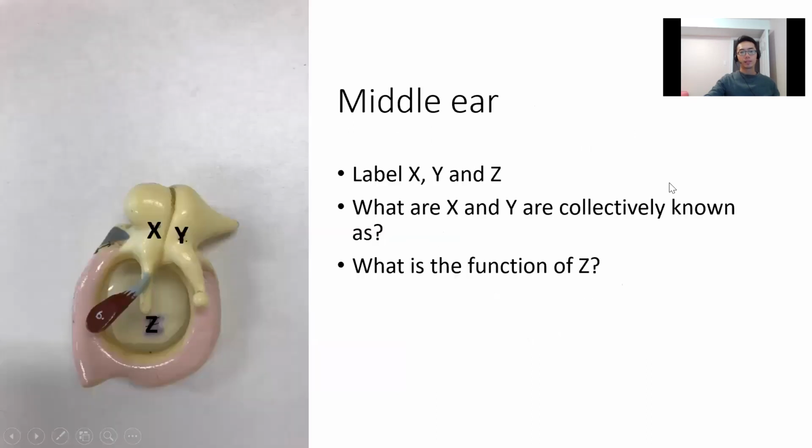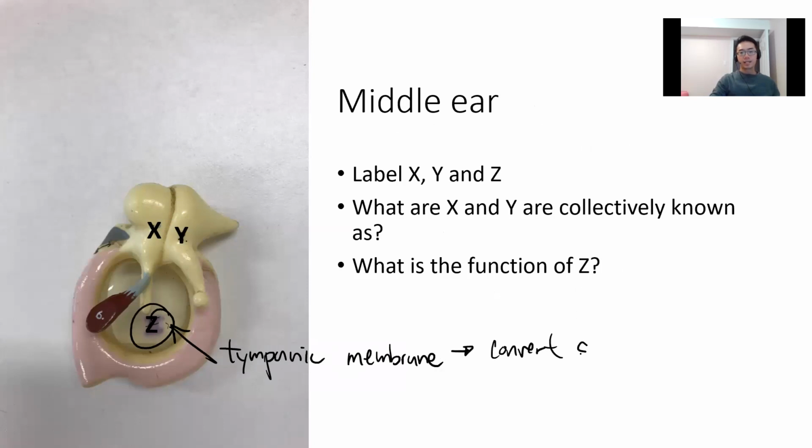Next one, middle ear, label X, Y, Z. Z is again the tympanic membrane. The function of the tympanic membrane is to convert sound energy into movements.